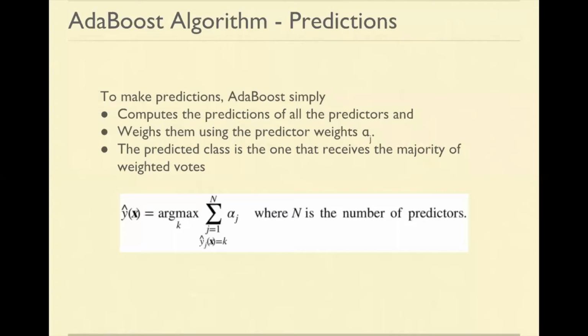So this is how the predictions happen. First of all, it computes the predictions of all the predictors, correct? Then weighs them using the predictor weights alpha, basically the one that receives the majority of weighted votes. It finds the one which has the maximum predictor weight and uses its predictions. So that's the way to do the predictions using AdaBoost.